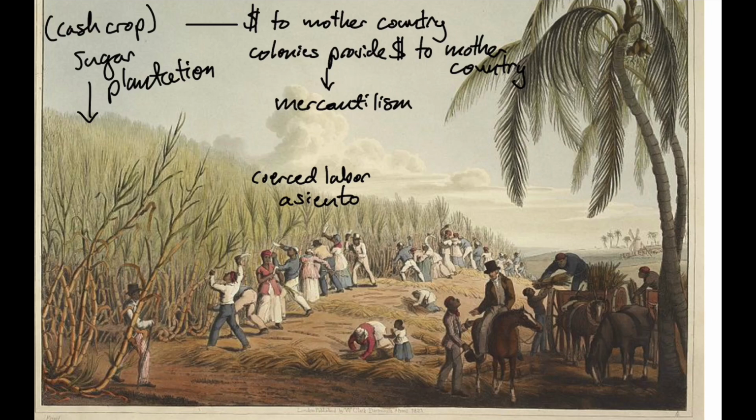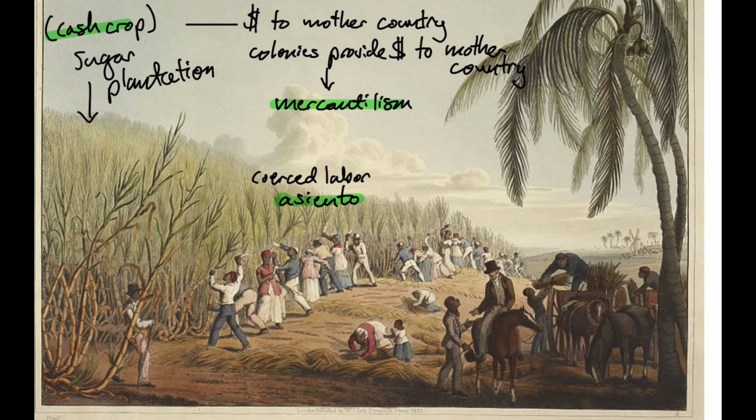So y'all, even though we don't have a paragraph to read, we have a ton of information that we can gather from just looking at this image. We just have to be able to describe it accurately. This is showing a sugar plantation where the cash crop of sugar is grown under the asiento, and the profits of that wealth under mercantilism goes back to the mother country. Okay, so just looking at the image and interpreting what's going on there.